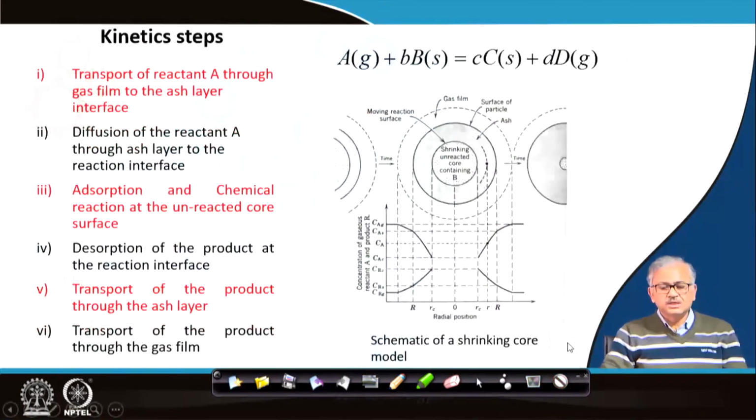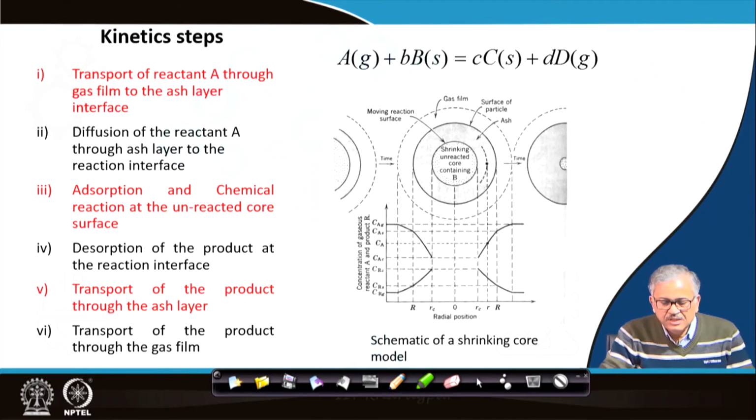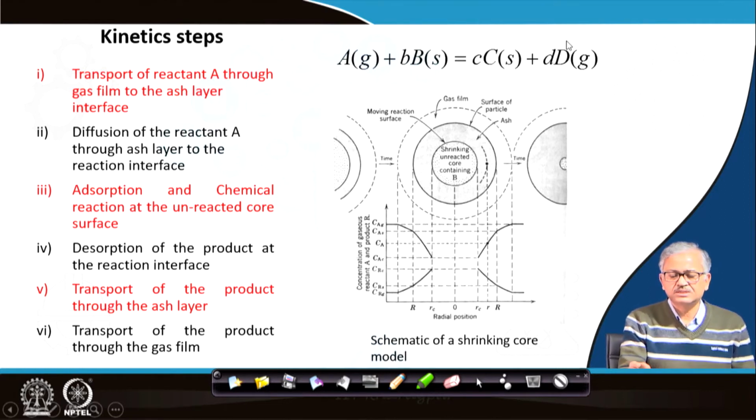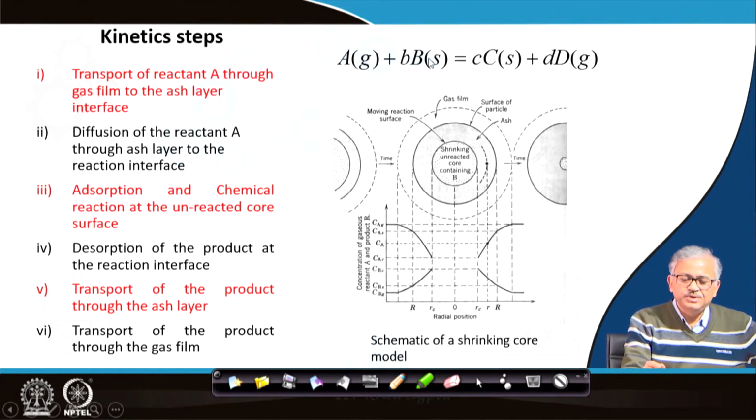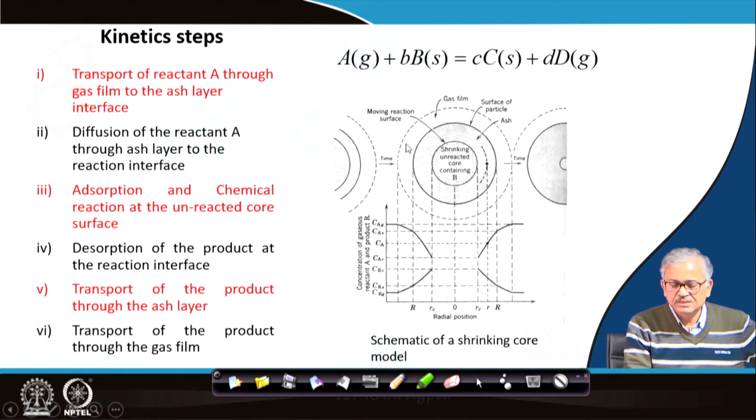Fine. So let us see, for the shrinking core model, what kinetic steps are involved. There are several kinetic steps here. You can see there is a gas film present, which will also pose some resistance for the reactant. Suppose we are considering a reaction of a gas A reacting with B solid, b moles of B solid producing c moles of C solid and d moles of D gas. In this case we are concerned with the reduction of B by the reductant gas A, which is coming in.